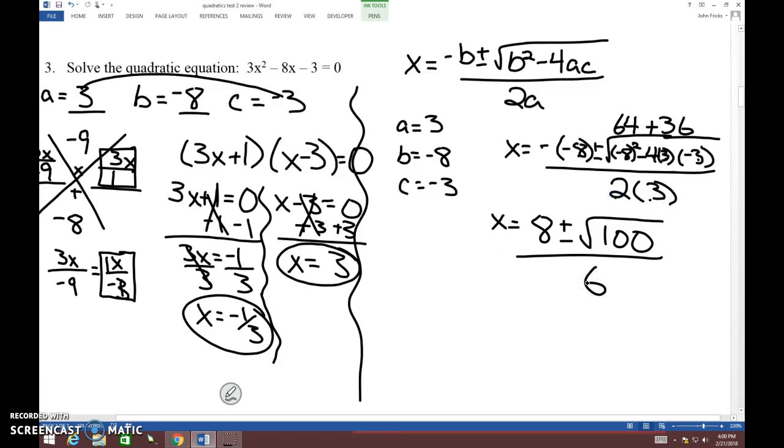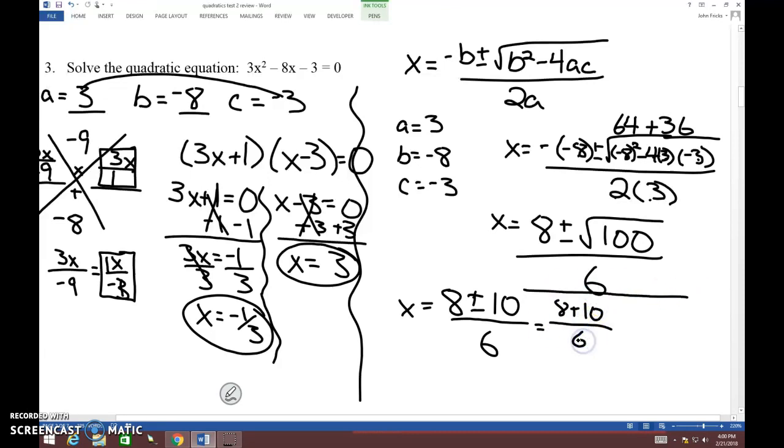Now we can simplify this on down by saying the square root of 100 is equal to 10, and then divide that by 6. Now, once we get to this point, we do have two problems here, a plus and a minus. So we're going to have 8 plus 10 divided by 6. And then we're going to also have 8 minus 10 divided by 6.